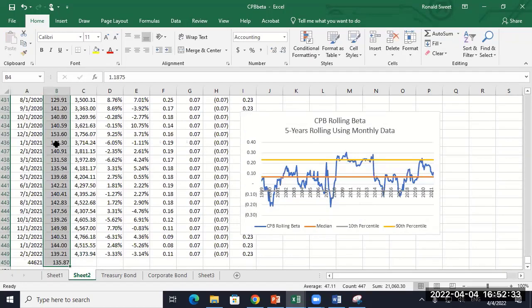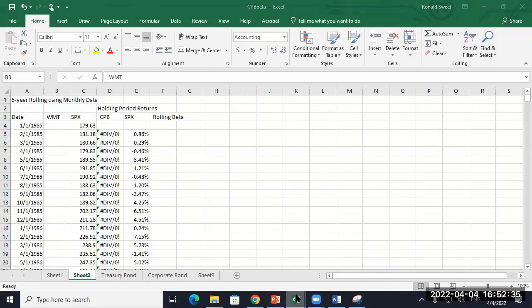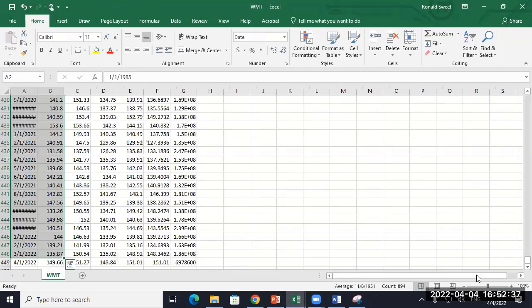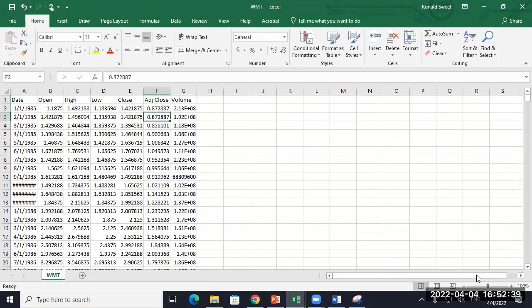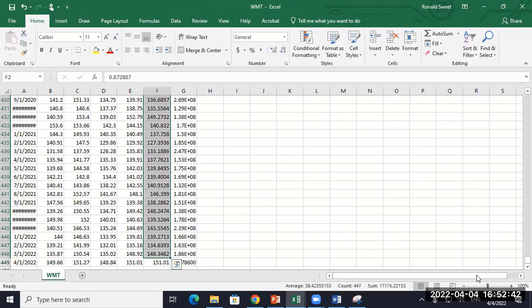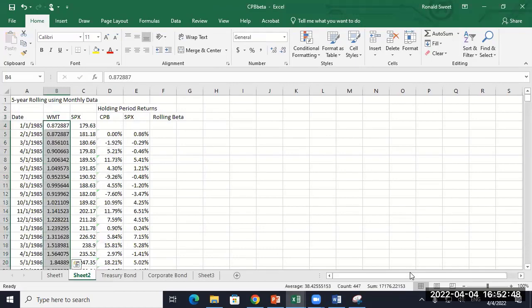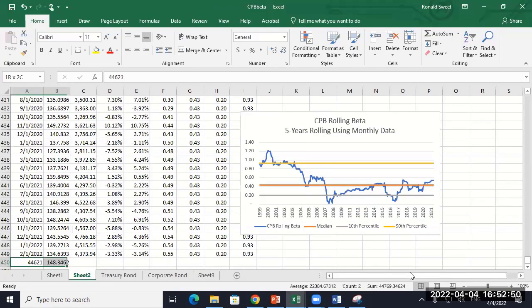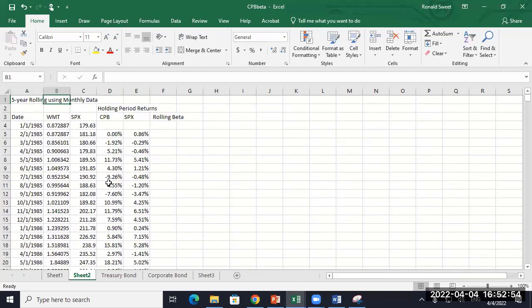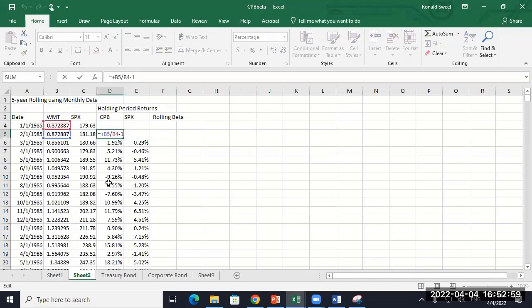Oh, excuse me, that's not what I wanted. Let me go see. I want the adjusted close, right? So bring the adjusted close in. And so you go down 5 years, you calculate the returns. Remember that, we calculate the returns.